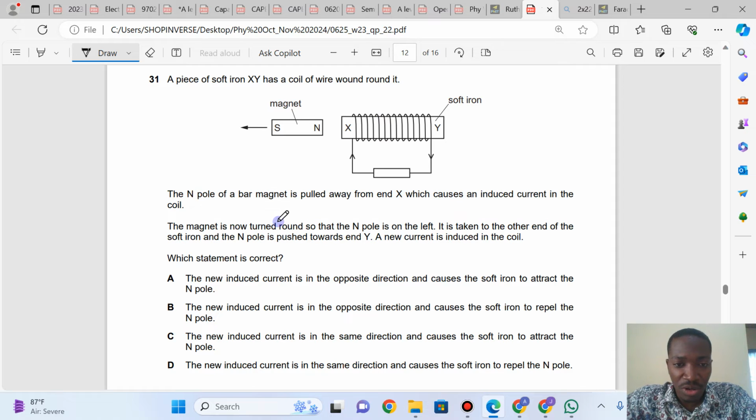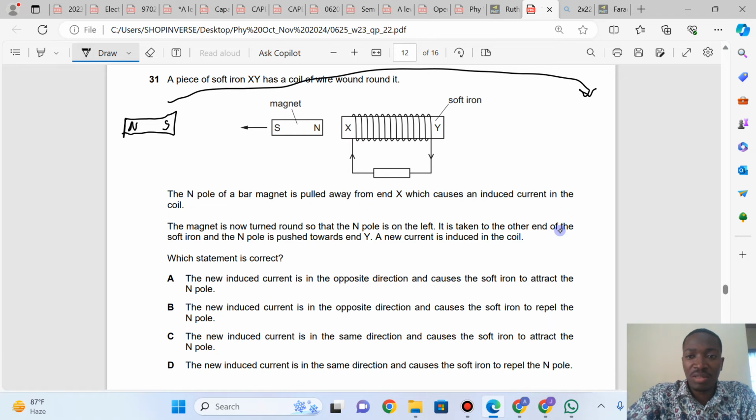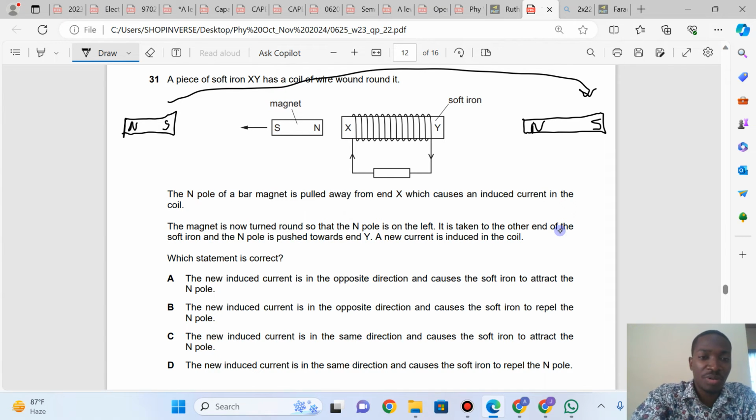The magnet is now turned around so that the north pole is on the left. Okay, we turn the magnet around so that the north pole is on the left and the south pole is on the right. Okay, good. It is taken to the other side. Oh, okay, now we take the magnet to the other side. So that means the magnet will be here, north pole on the left, south pole on the right. It's fine, no problem.